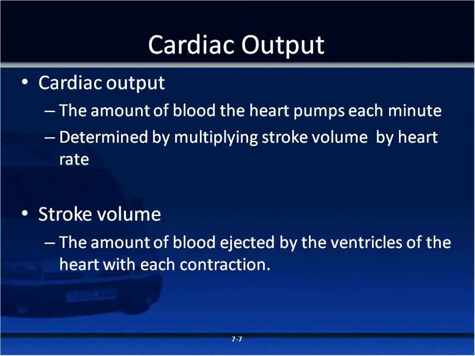Perfusion depends on cardiac output, peripheral vascular resistance, and the transport of oxygen. Cardiac output is the amount of blood the heart pumps each minute. Cardiac output is determined by multiplying the stroke volume by heart rate. Stroke volume is the amount of blood ejected by the ventricles of the heart with each contraction. A change in either stroke volume or heart rate can affect cardiac output.